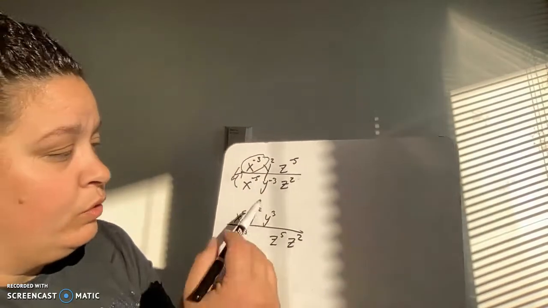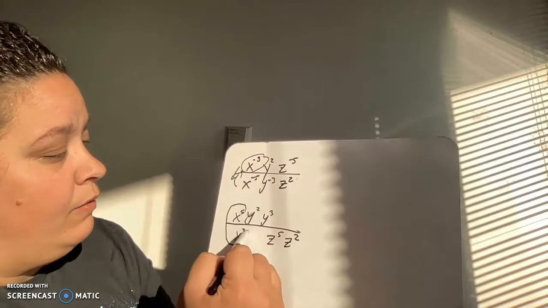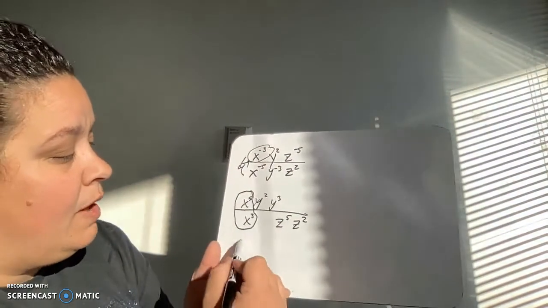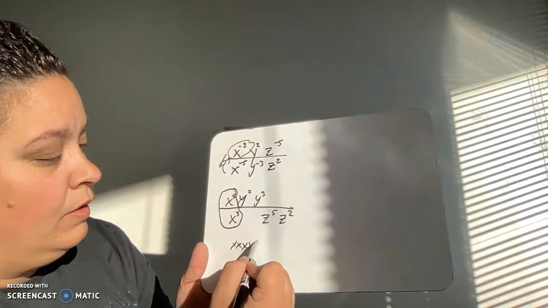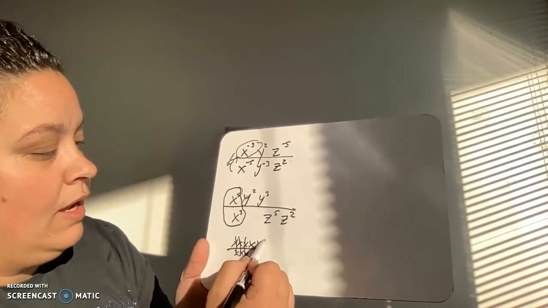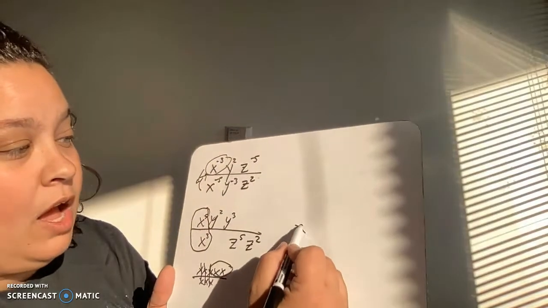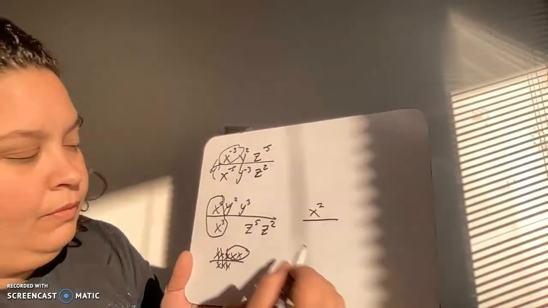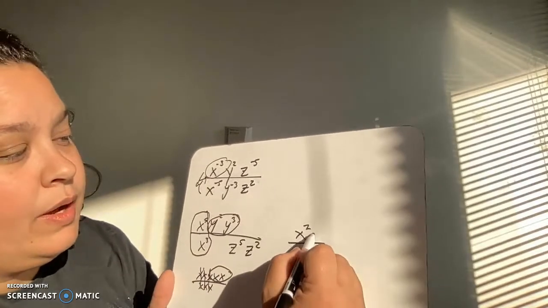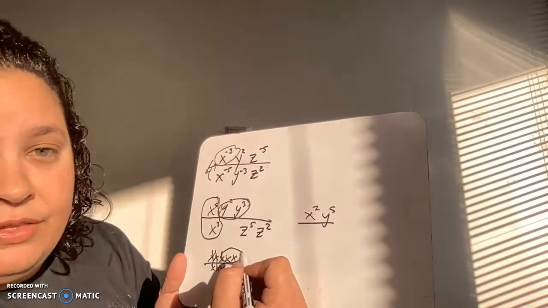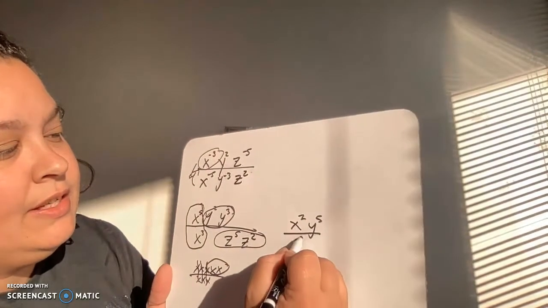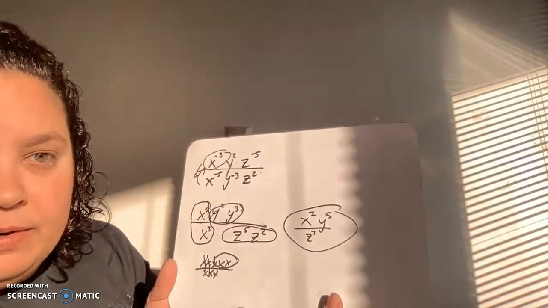Now I'm going to use my rules. How many y's do I have? Well, they are above each other, which means subtract. 5 at the top, 3 at the bottom. Subtract, I get 2 left at the top. I have 2 y's and 3 y's, so I have 5 y's altogether at the top. And then here I have 7 z's altogether at the bottom.